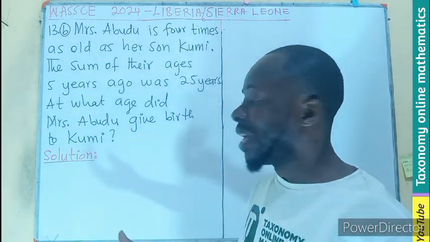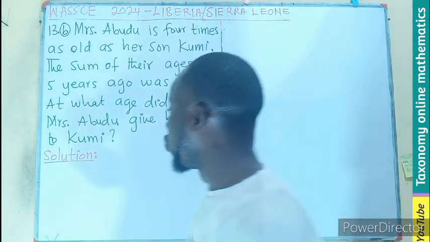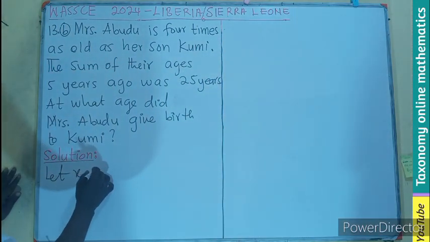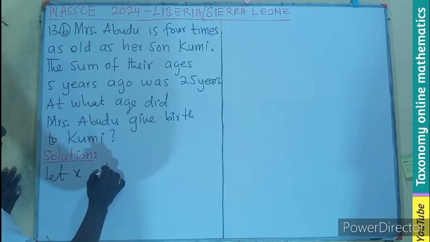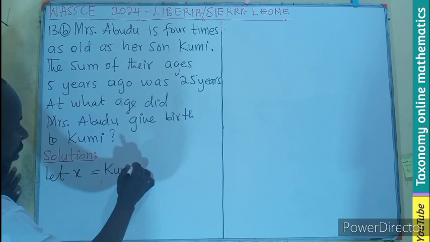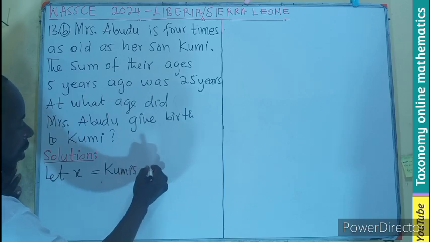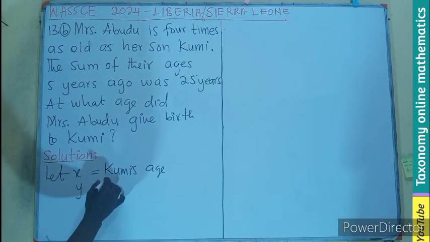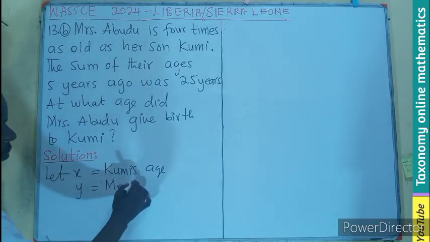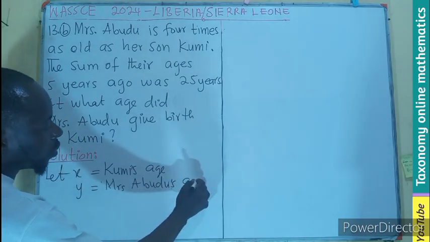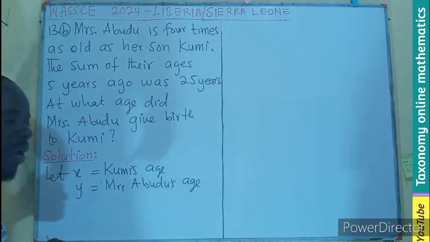We don't know their ages, so let's use variables to represent them. Let x be equal to Kumi's age. Then let y equal Mrs. Abudu's age. So these are the variables we are using.